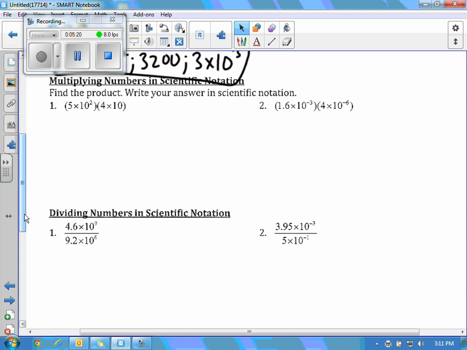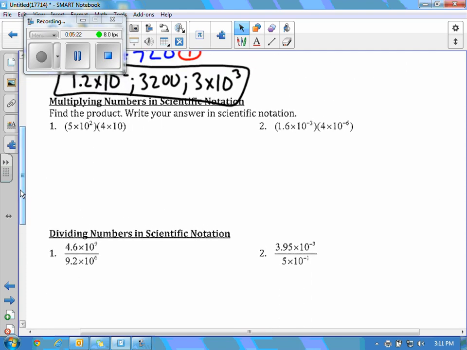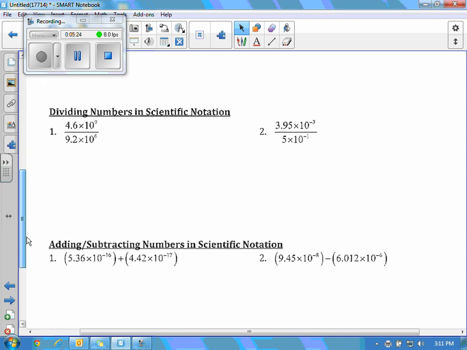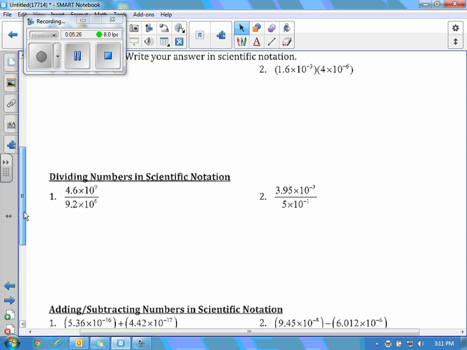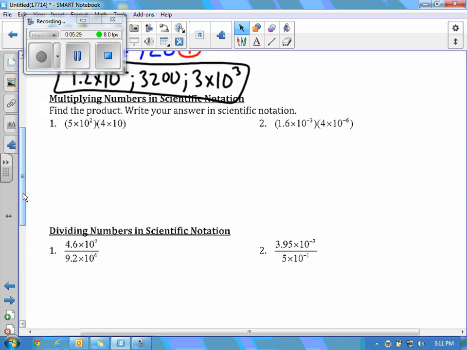So for the next sections on the notes, we're going to look at different operations to do with scientific notation. So we have multiplying, dividing, and then adding and subtracting. So first up is multiplication.